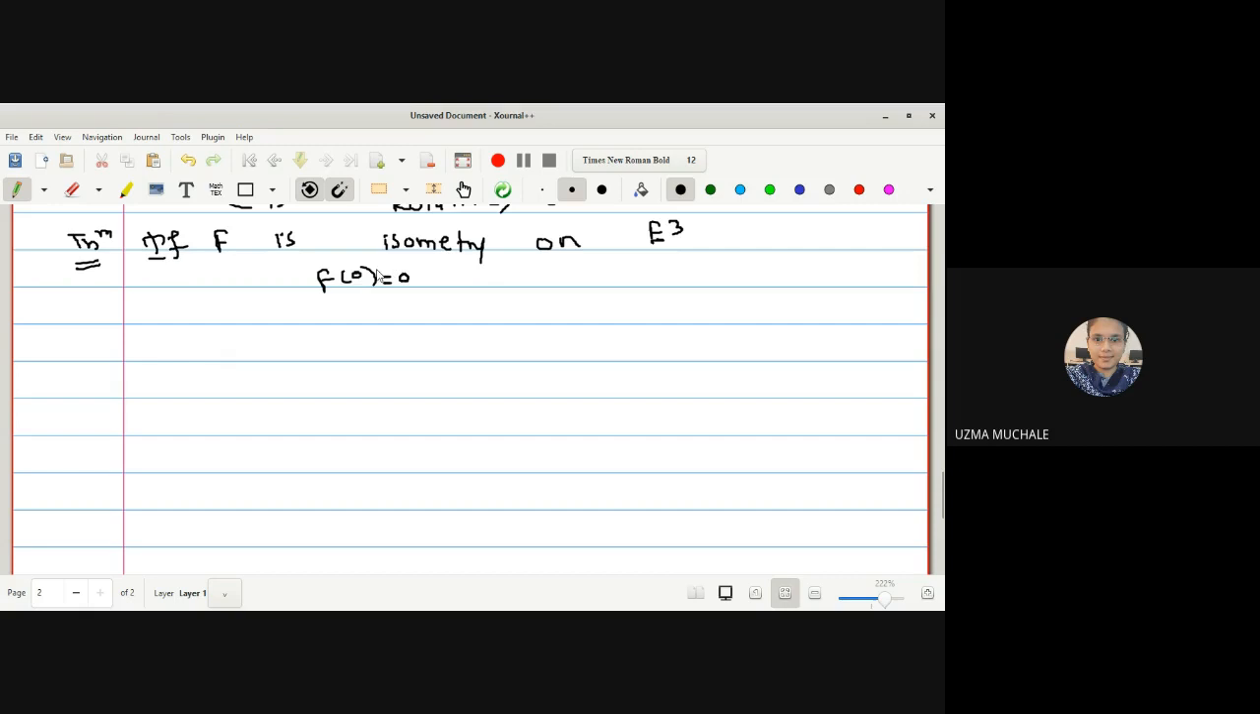That means this is not a translation. Okay, isometry has three types: translation, rotation, and orthogonal transformation. What is the condition for the translation? It moves every point by a fixed distance in a specified direction. But here you can see this isometry maps 0 to 0. Prove that F is an orthogonal transformation.